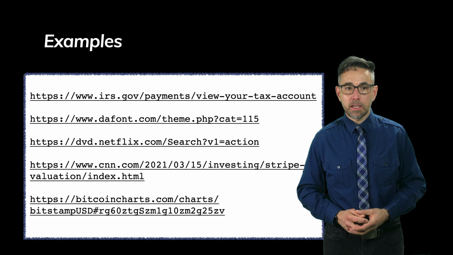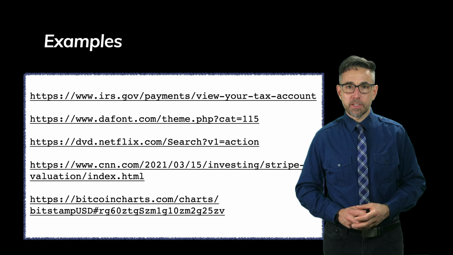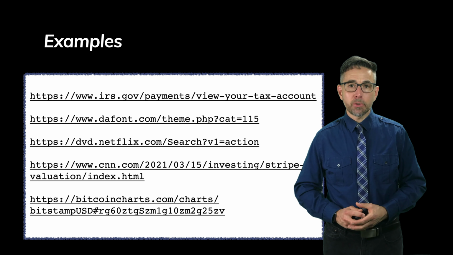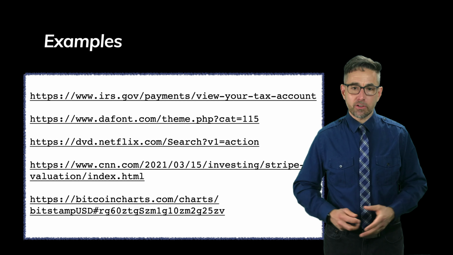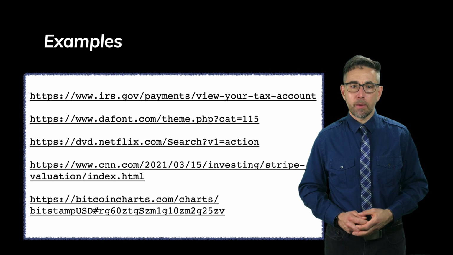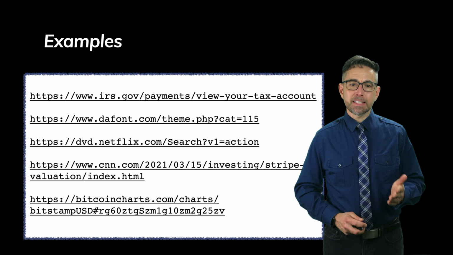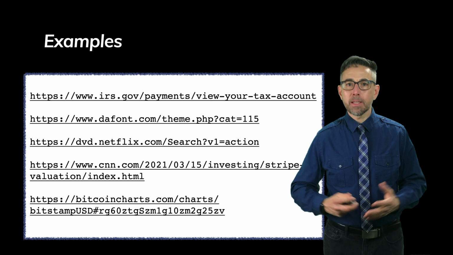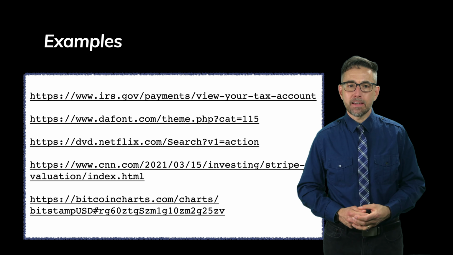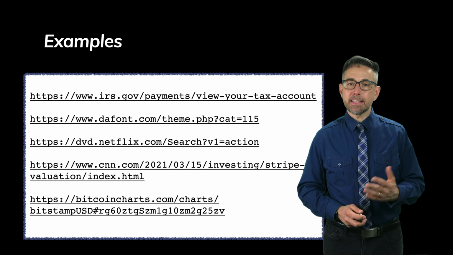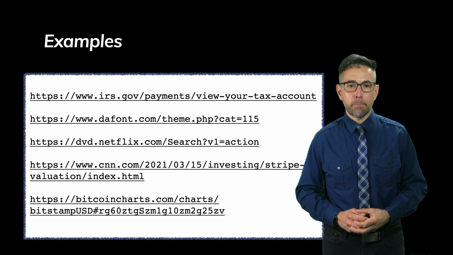All five of these examples here use the same scheme, HTTPS. And although it's possible to include international characters, none of these actually do contain international characters. The first one goes to irs.gov with a subdomain of www, and a path name of /payments/view your tax account. This is going to load up, presumably, some kind of information about your taxes. The second one is a resource at a font page, and you can see that it's asking for a resource called theme.php.